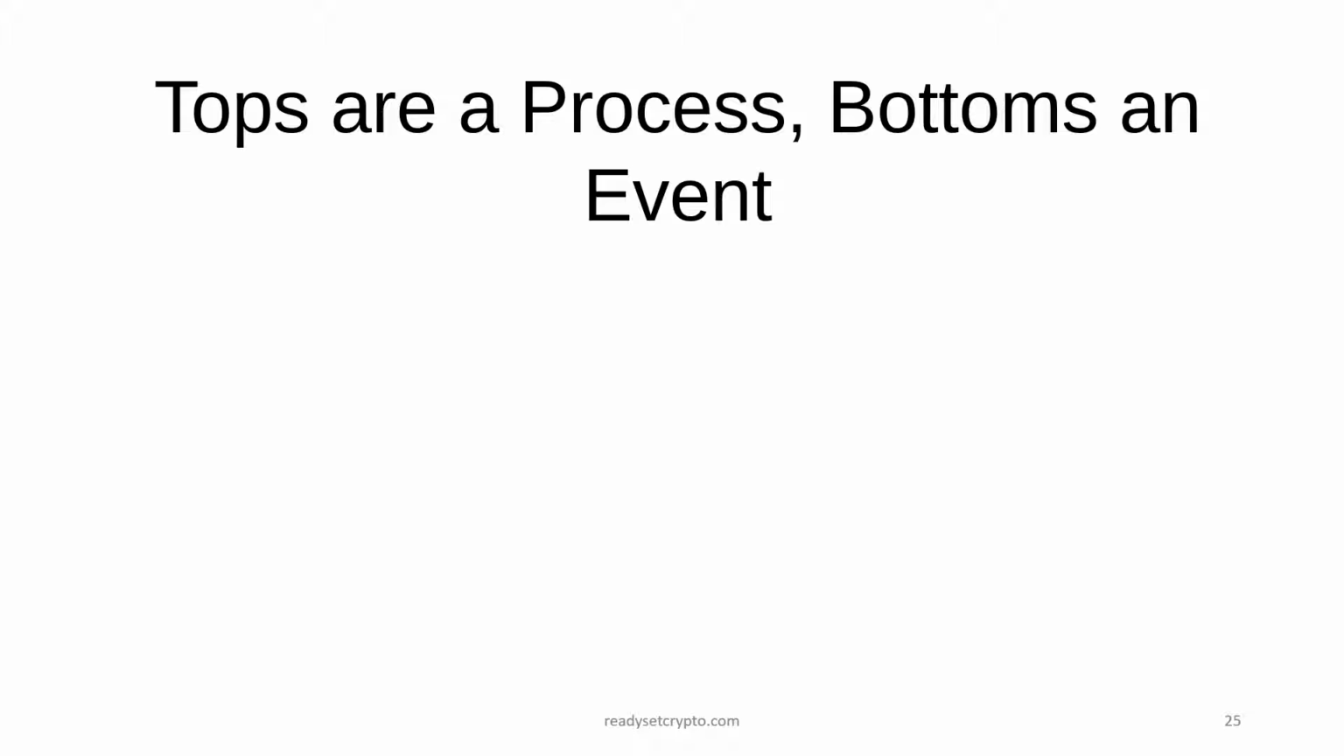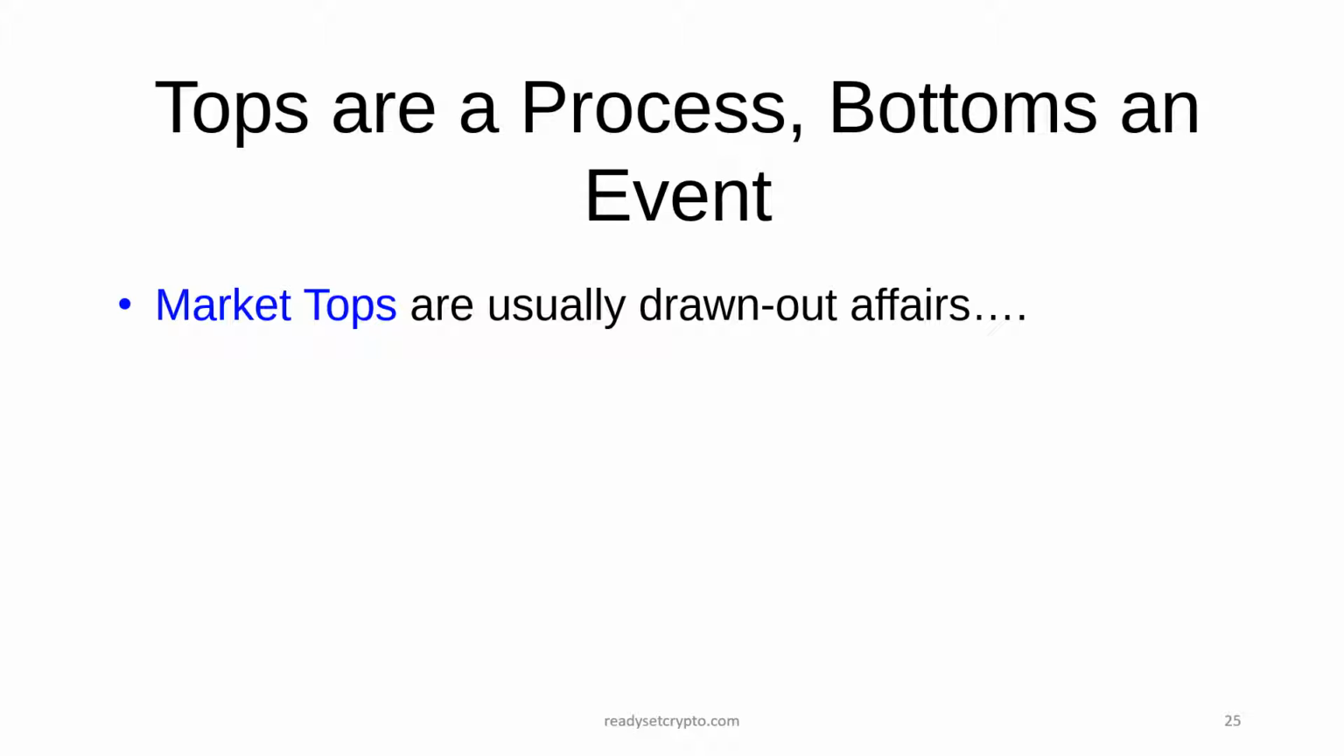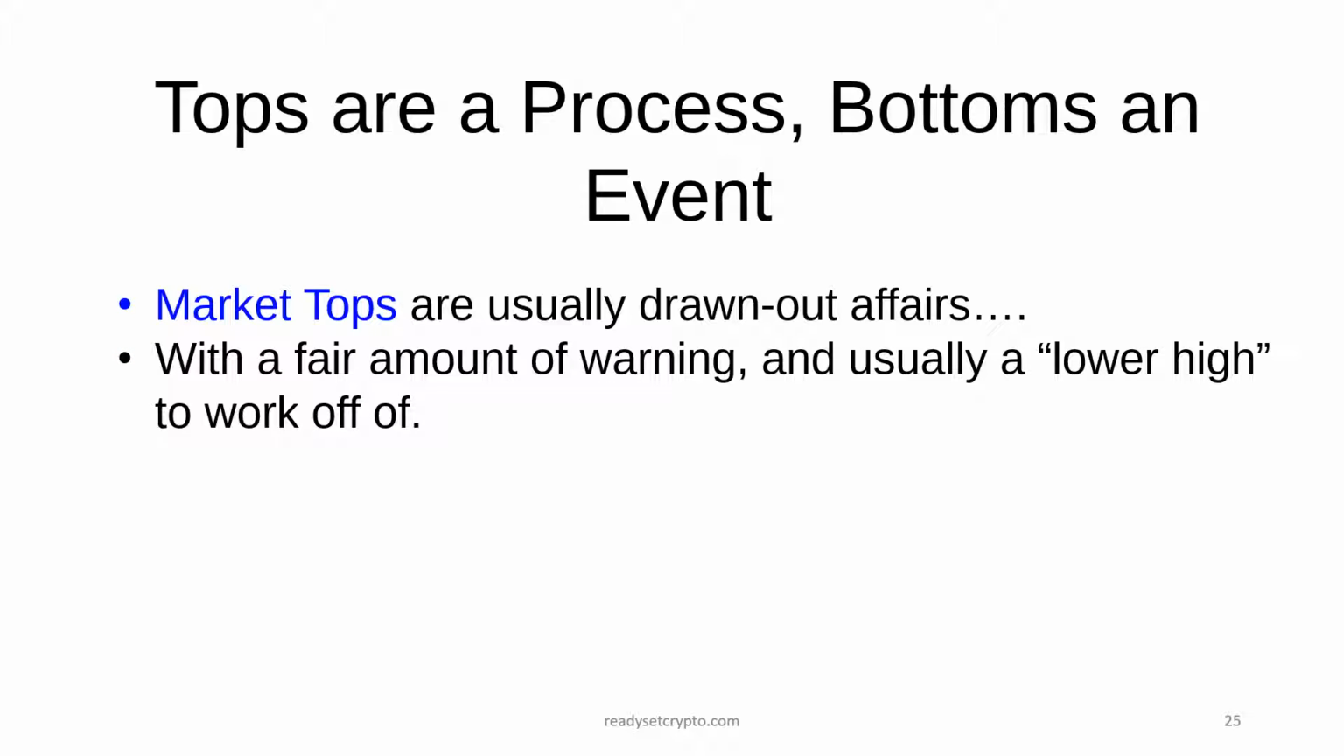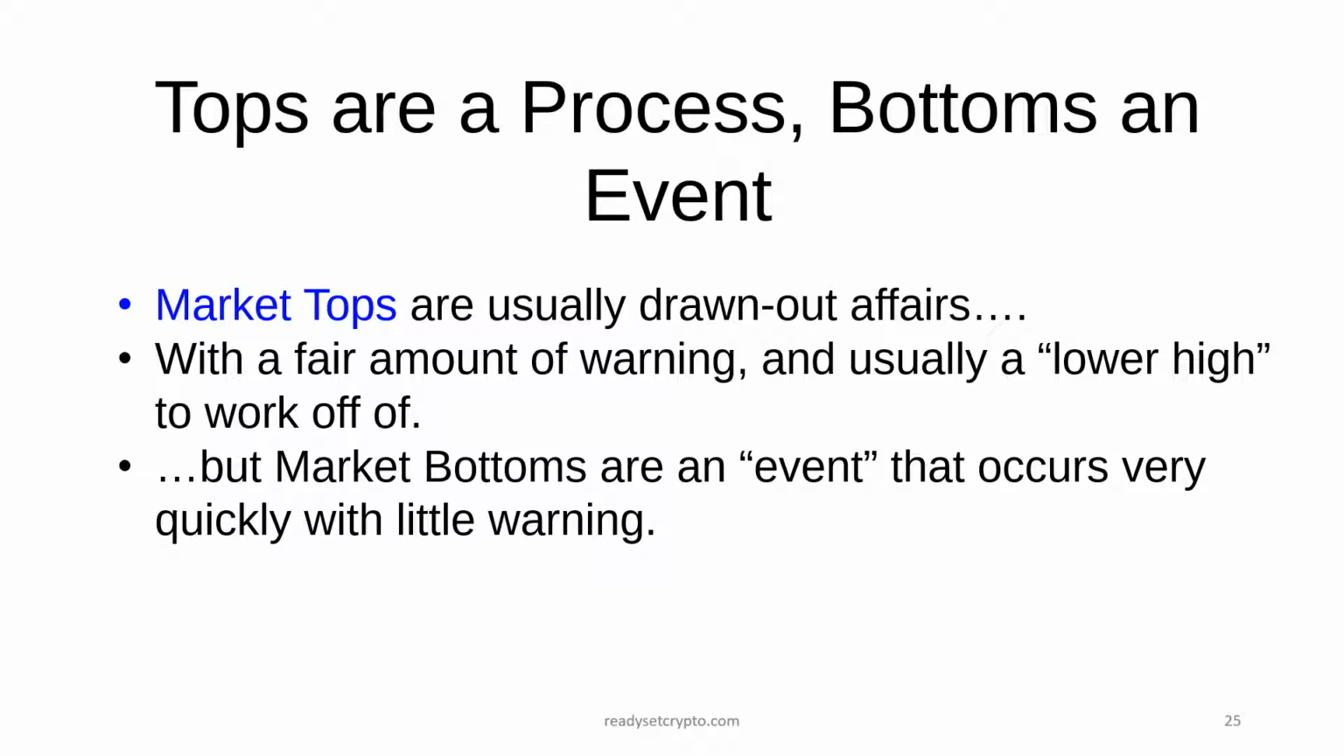Another thing I want to bring up here is that tops are a process, bottoms are an event. Market tops are usually drawn out things where they get very noisy and very volatile up at the top, and they go down with a great fight. Now, we are given a warning and usually a lower high, which everybody ignores because everybody's convinced that it's just a pullback and that it will continue going higher. Market bottoms, though, are an event, especially a capitulation, and they can occur very quickly. Little warning, all of a sudden the bottom drops out, and it's a V bottom. It's a one-time event, right?